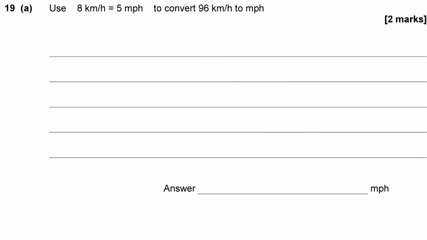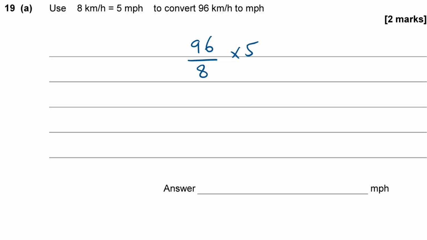Question 19a. Use 8 kilometers per hour is equal to 5 miles an hour to convert 96 kilometers per hour to miles per hour. Okay, so 96 kilometers per hour. If 8 kilometers equals 5 miles per hour, then to convert this into miles per hour, I need to divide through by 8 and times by 5.